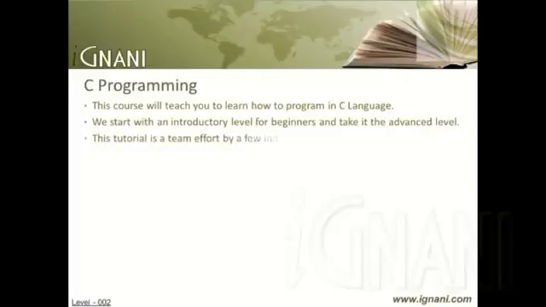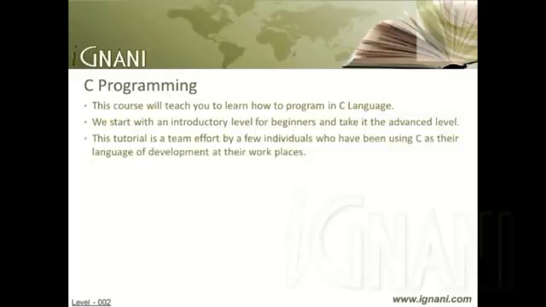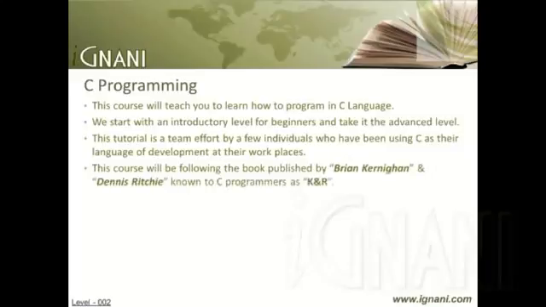This tutorial is a team effort by a few individuals who have been using C as their language of development at their workplaces. We will be following the book published by Brian Kernighan and Dennis Ritchie, known to C programmers as K&R. Though we use this book as the main reference for our tutorial, we have used various other materials too, which are shared by like-minded people on the internet. The references for them will be mentioned, as and where they are used, as per their copyright and license.